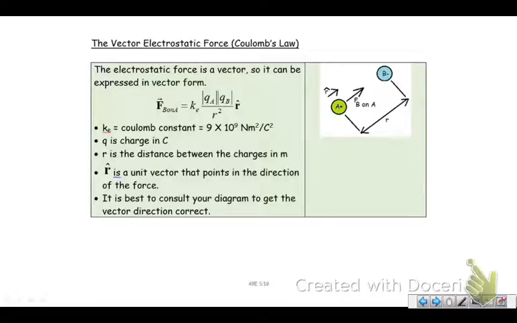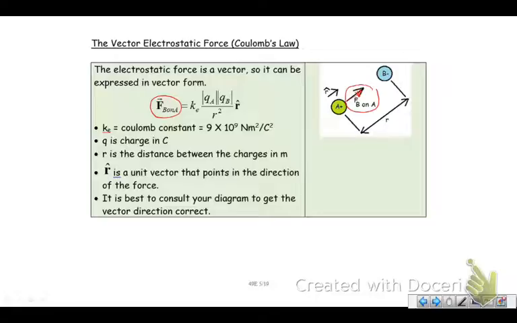I'd like to work in vectors. So basically I have a vector force, and I have to be clear about which force I'm talking about. So I put down F B on A, the force exerted by B on A. So this is what A feels. That's what I mean by it. And that's because in this case it's attraction. It points in that direction.